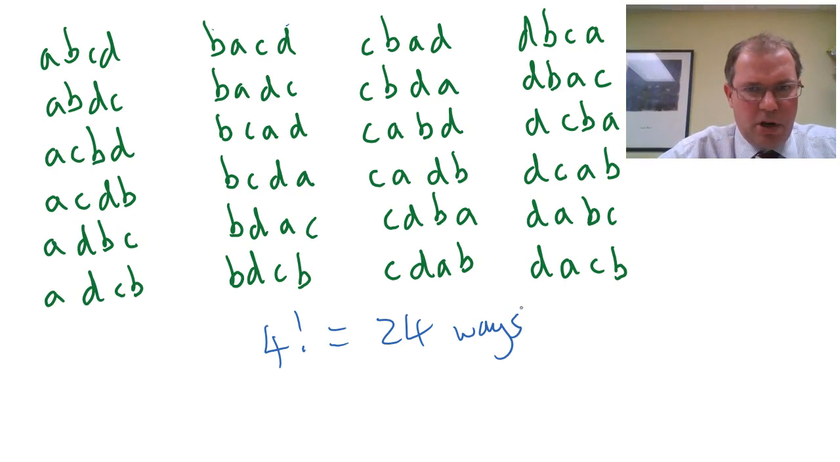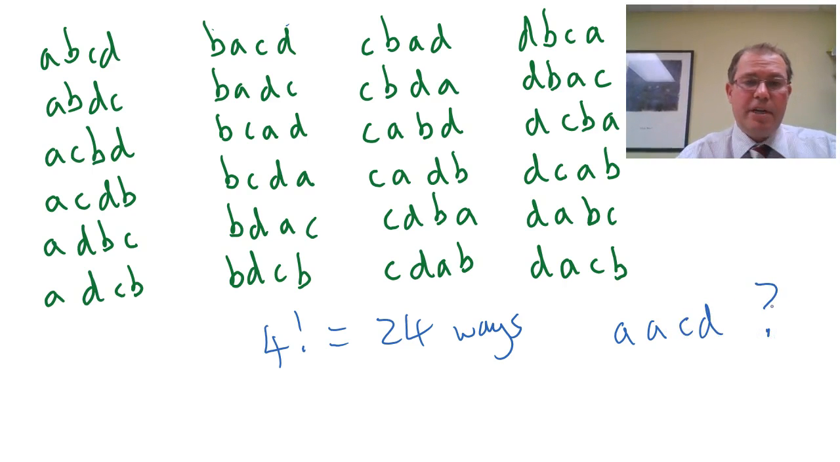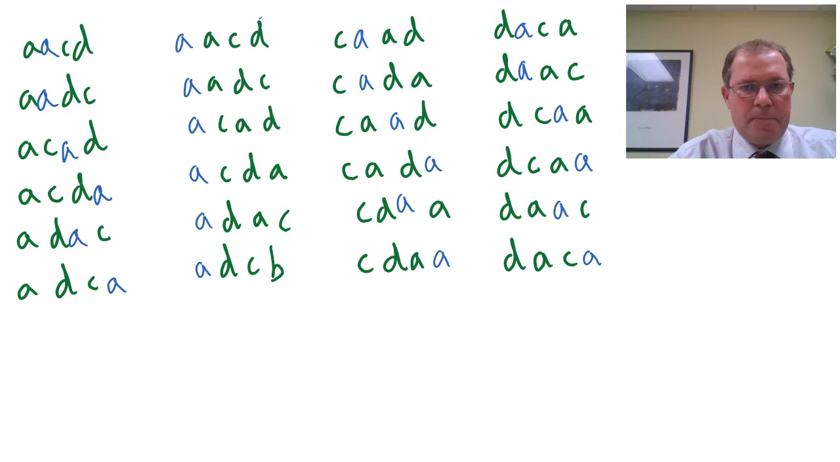But the reason I actually wrote A, B, C, D is because I want to ask the question, how many ways are there of listing A, A, C, D? i.e., if I swapped the B for an A, how many ways can I now list AACD? Do you think it'll be more, the same, or less? So I'm going to now swap all the B's for A and we'll have a look. So now you can see I've swapped all of the B's for A's and let's count how many we've got.